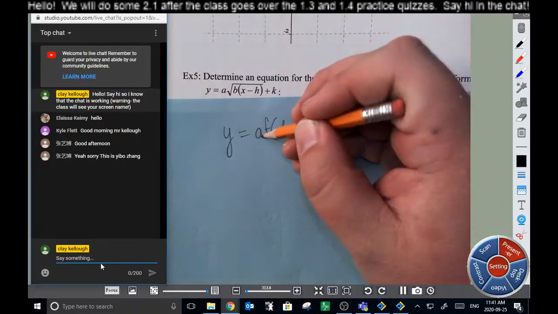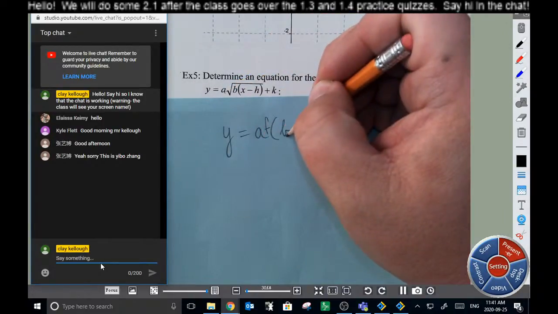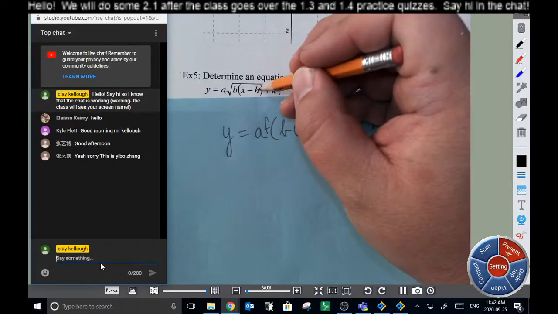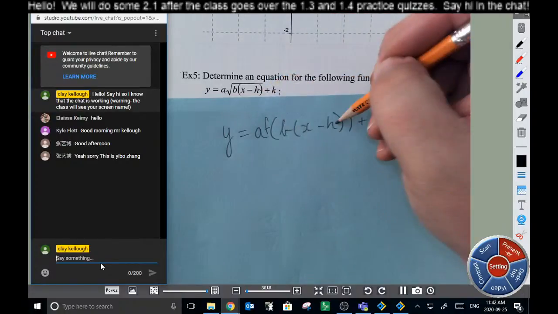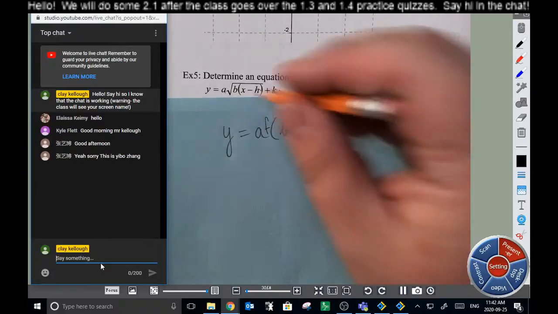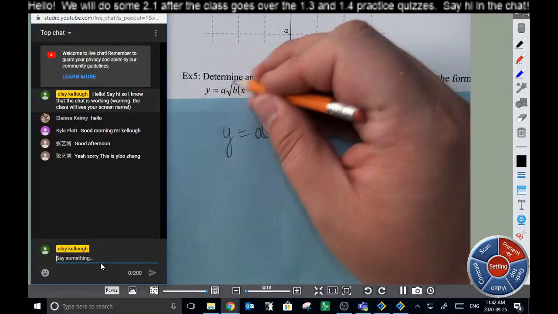The A was my vertical stretch. That's what this is. My B was my horizontal stretch. That's what that is. My H is horizontal shift, so is that. My K is my vertical shift, so is that. So in the grand scheme of things, this formula is really that one, except that I know specifically the function is the square root function.